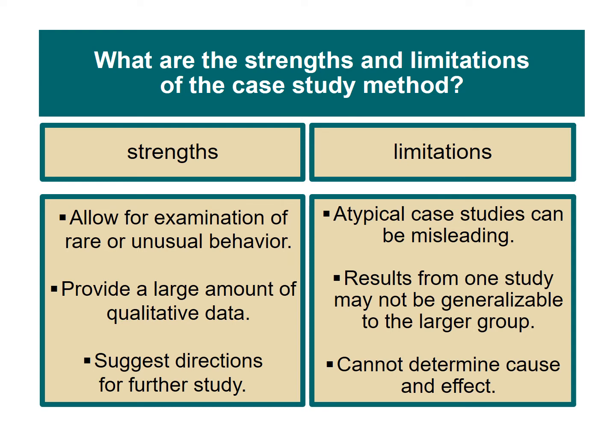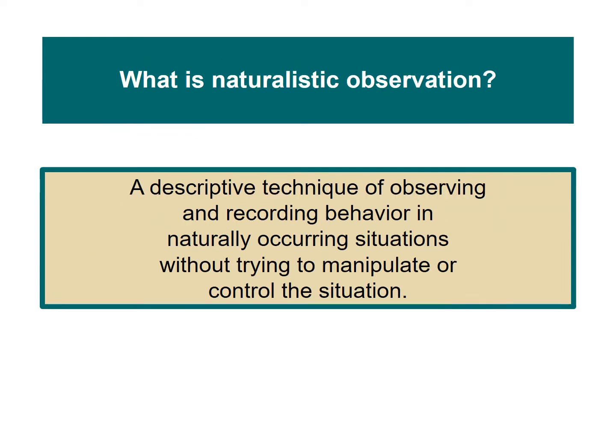Some limitations, atypical case studies, so case studies that are not normal, can be misleading. Results from one study may not be generalizable to the larger group, and they cannot determine cause and effect. And we're gonna take a deep look at a lot of different types of specific case studies later on in this unit. What is naturalistic observation?